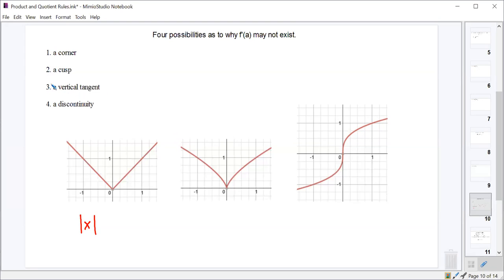All right. The next one is a cusp. You may or may not have heard of a cusp, but this is a cusp. It comes to a point. It's curving into that point, though. And the derivative does not exist at a cusp either, and I think we could probably see why.